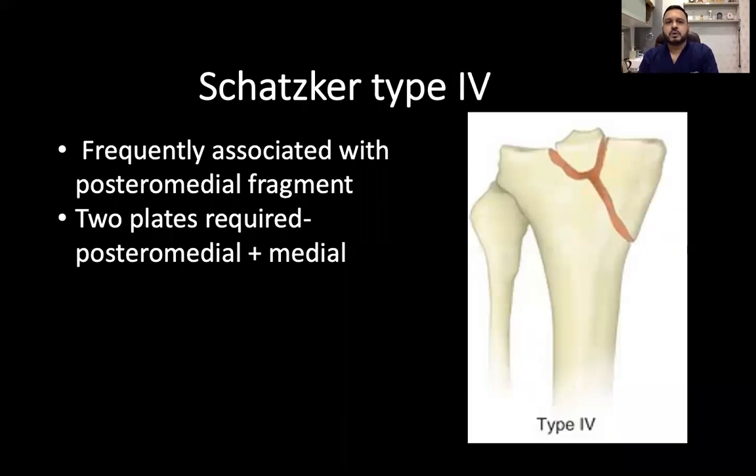The next fractures are type 4 Schatzker fractures. Usually these are high energy fractures associated with a major road traffic accident or something like that. You have to bear in mind that usually these fractures are associated with a mild degree of knee subluxation, and a high index of suspicion should be advocated for popliteal artery injury and peroneal nerve injury because of this knee subluxation. And usually these fractures are associated with the posteromedial component as well. So you will require two plates, one medial and one posteromedial, with a posteromedial approach.